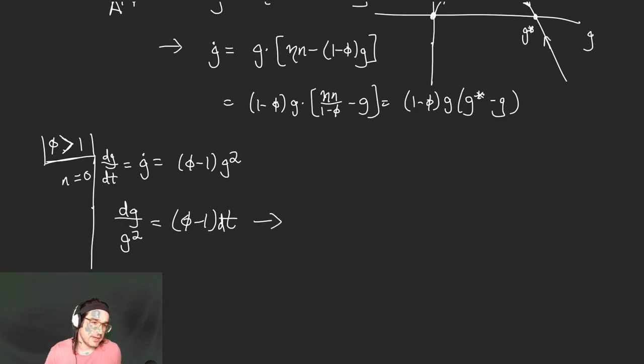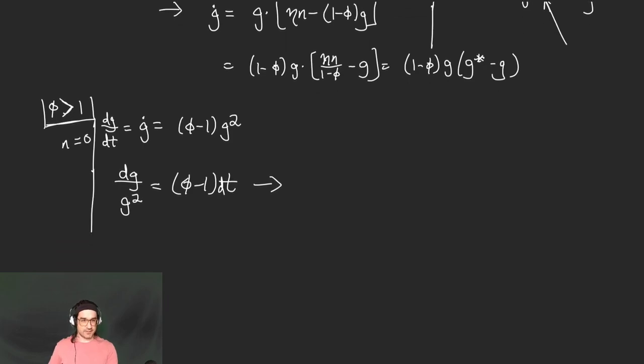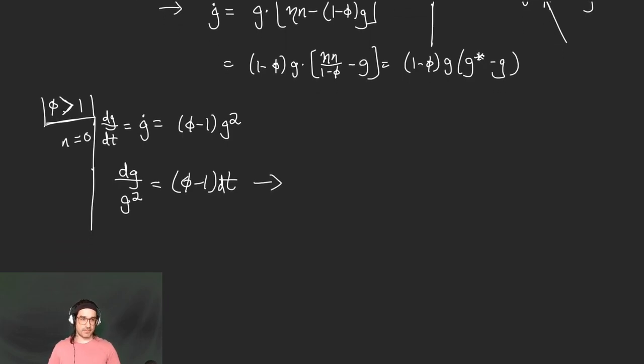I think I learned this trick in the Acemoglu textbook, so we can blame Acemoglu for this, because the mathematicians wouldn't be happy. But what you can do is integrate both sides, remembering to have a constant of integration. If you integrate the left, you get minus one over g of t. And if you integrate the right, you get phi minus one times t plus some constant capital C.